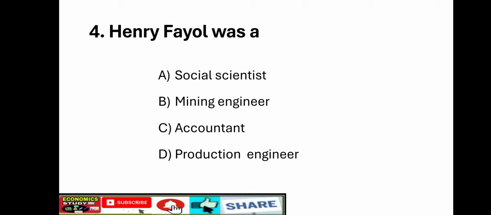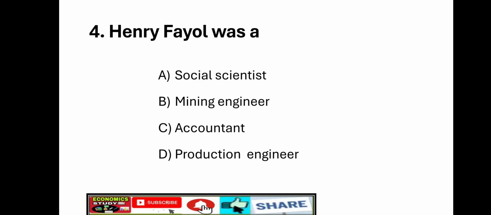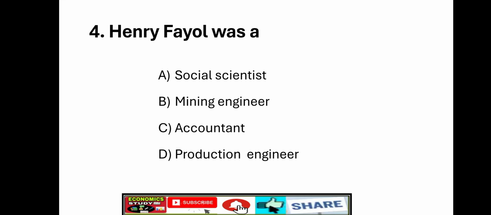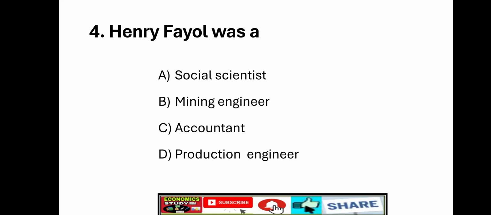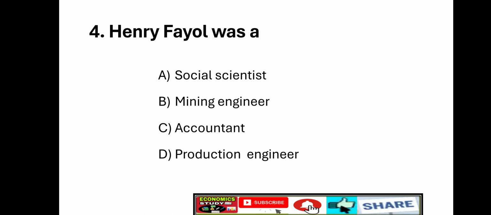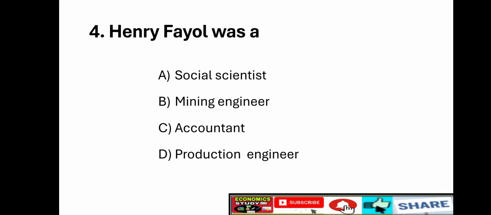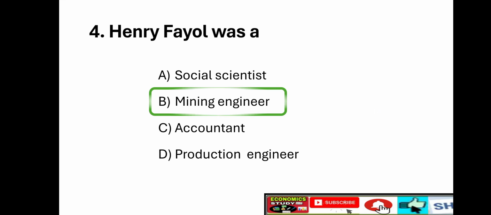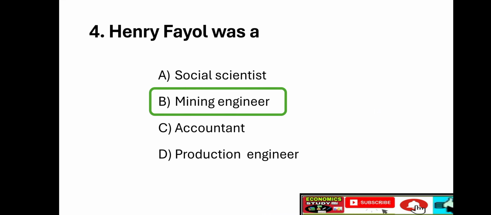Fourth question. Henry Fayol was: option A, social scientist; option B, mining engineer; option C, accountant; option D, production engineer. Right answer is option B, mining engineer.